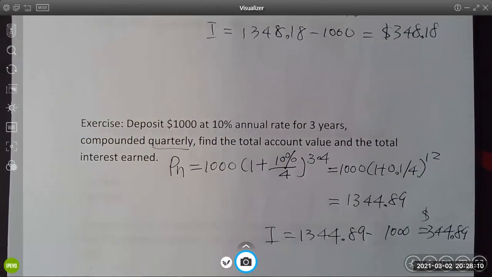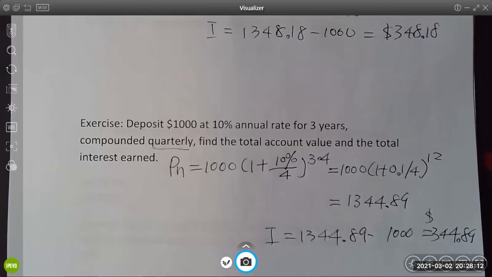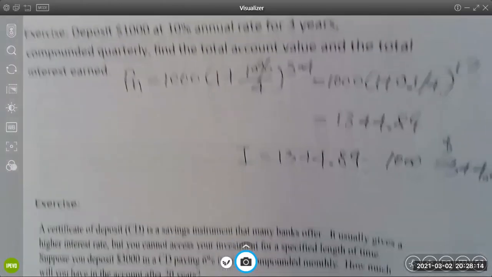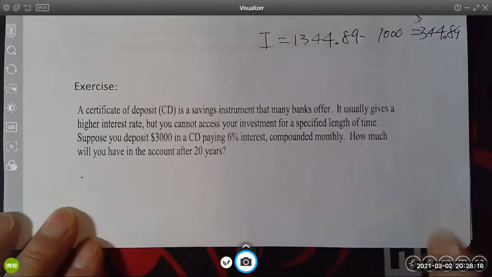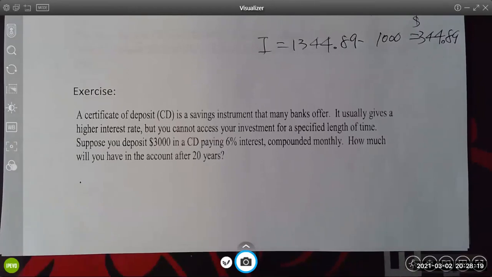Okay, now let's look at the next exercise problem. We do this as an example. So it's like an application problem, like a real problem. A certificate of deposit, we call it CD, is a savings instrument that many banks offer. It usually gives a higher interest rate, but we don't care about that. It's just a number for us.